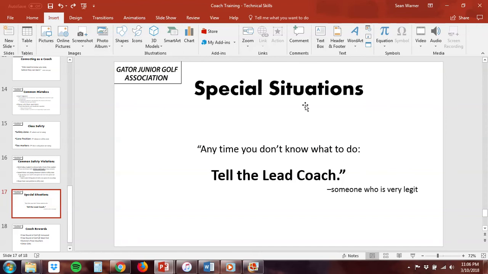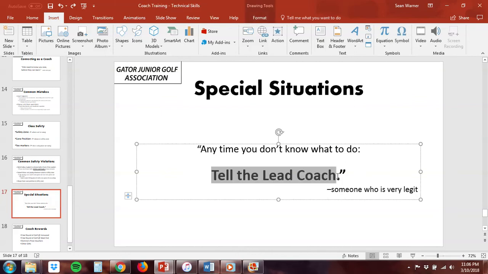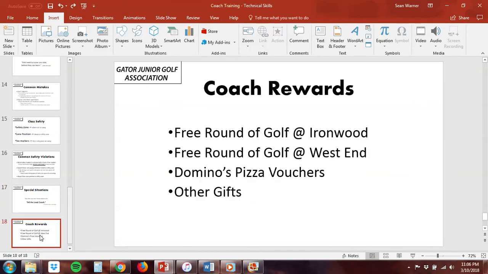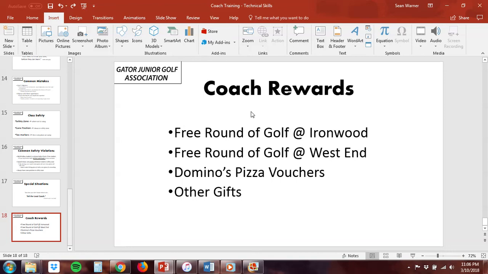Some special situations. All right, if you don't know what to do, how do you find out the answer? You tell the lead coach. All right, if you don't know what to do or you have a question about something, just ask. Just like the students, we tell the students to ask a question. If you have a question, don't feel afraid, but there's always tell the lead coach. Okay. All right.